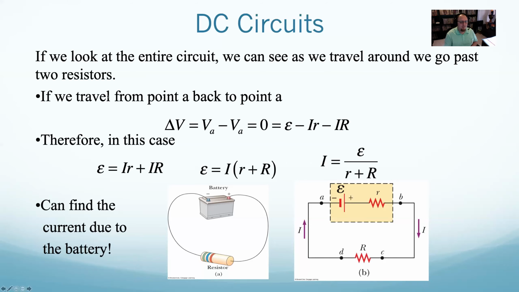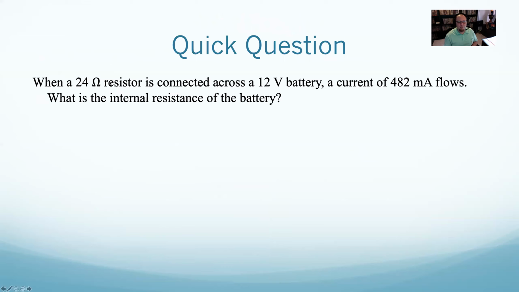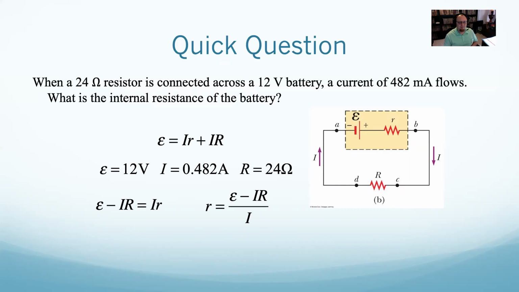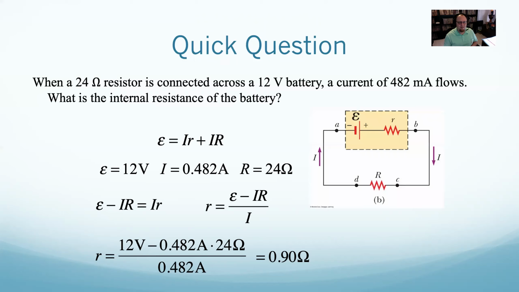All right, let's do a problem on that. Let's say we got a 24 ohm resistor connected to a 12-volt battery, and a current of 482 milliamps flows. What's the internal resistance of the battery? Use the equation we just said. I'll write down the numbers I just said. If I subtract IR from both sides, I can then divide both sides by current, plug in, and find the internal resistance.